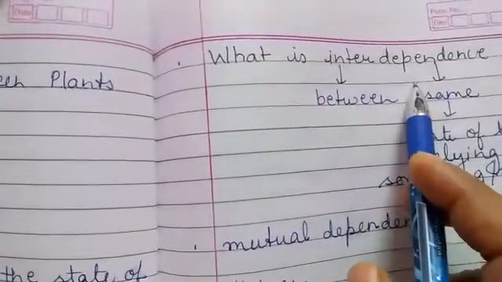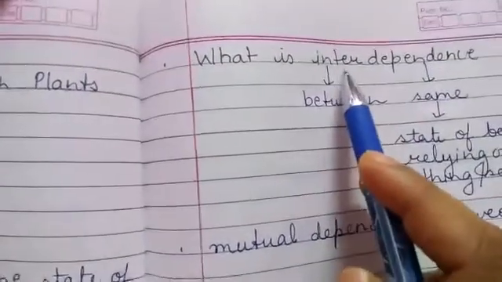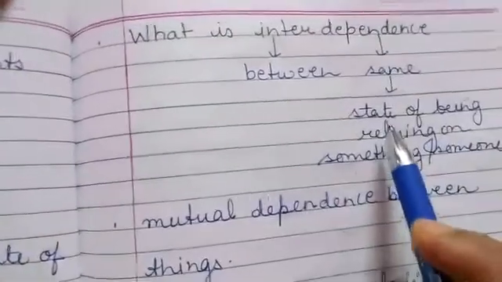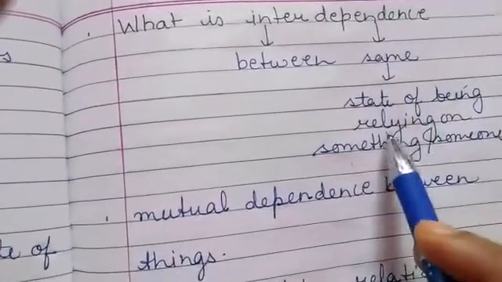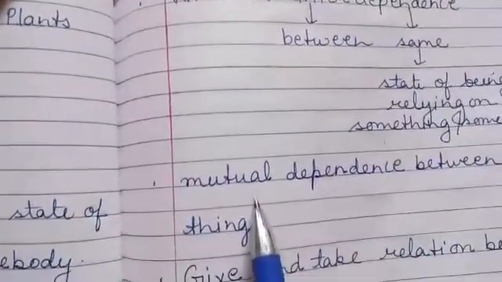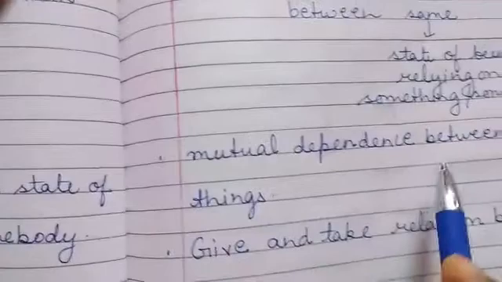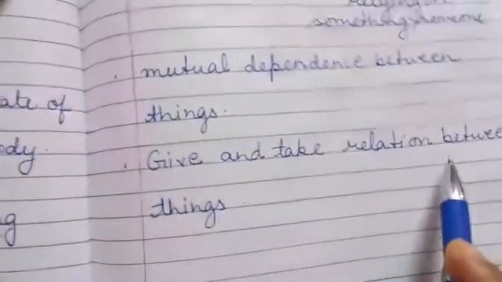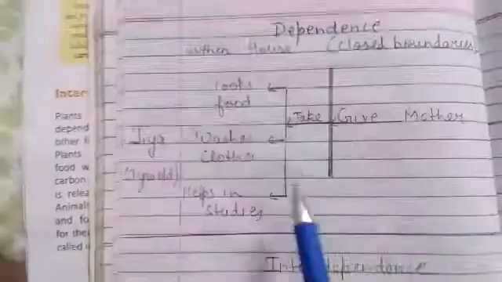Now let us understand the term interdependence. As the term itself is showing, here inter means between and dependence means the same, that is state of being relying on something or someone. That means in interdependence there is mutual dependence between things, that is they have a give and take relation, there is a give and take relation between the things.